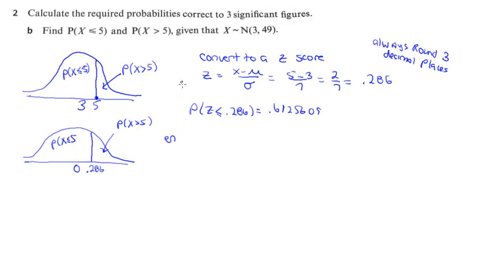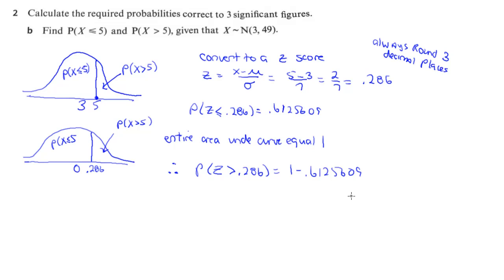Now, if you keep in mind that the area under a curve is always going to be equal to 1, well then obviously all we've got to do is take this first area and subtract it from 1, and that'll equal the other area. So we're going to say the probability of z is greater than 0.286 is going to be 1 minus 0.6125609, and that's going to give me a probability of 0.3874 or 0.387.